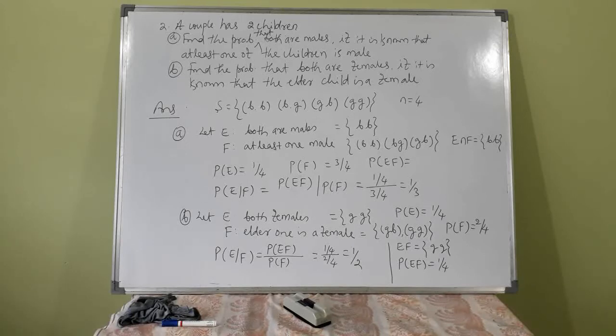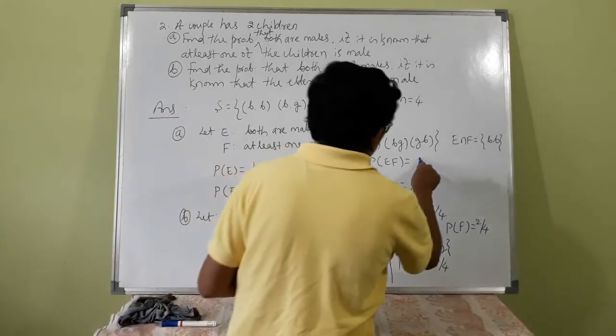Now consider n(S) is 4. Let E be both are males. Event F is at least one male. E intersection F is both males, BB. Probability of E is 1 by 4. Probability of F is 3 by 4. E intersection F is 1 by 4 again. This is also 1 by 4.